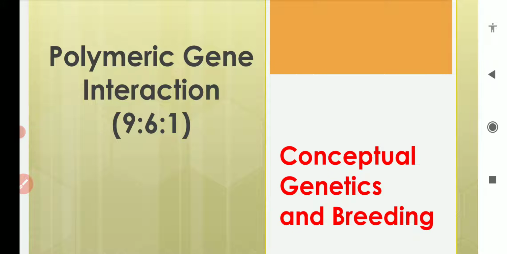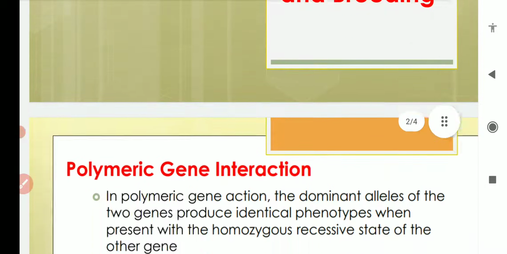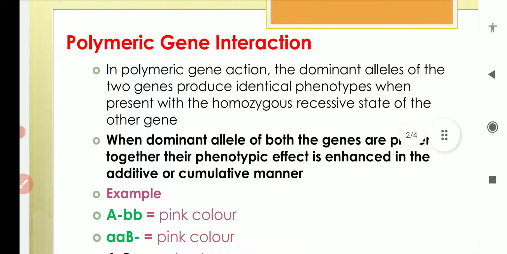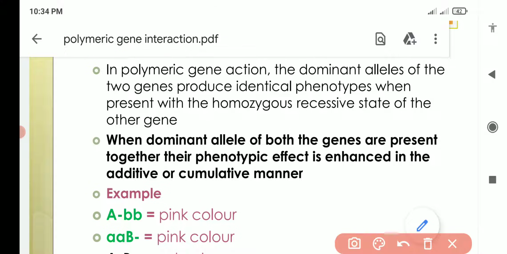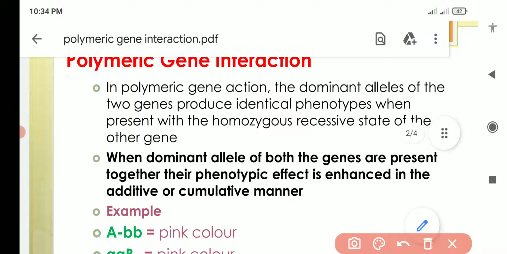So in today's video we are going to discuss our next gene interaction, that is polymeric gene interaction. In this polymeric gene interaction the F2 ratio is going to change into 9:6:1. So what is polymeric gene interaction? Basically, in this gene interaction the dominant alleles of the two genes produce an identical phenotype when they are present with the homozygous recessive state of the other gene. So whenever the first gene or the second gene is present alone, it will give the identical phenotype.